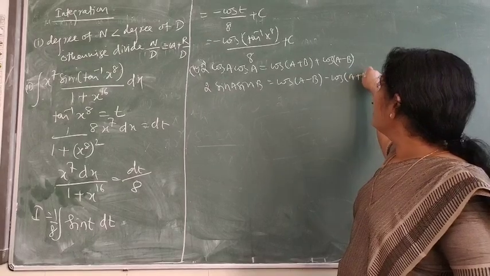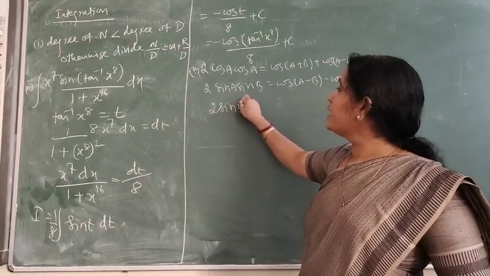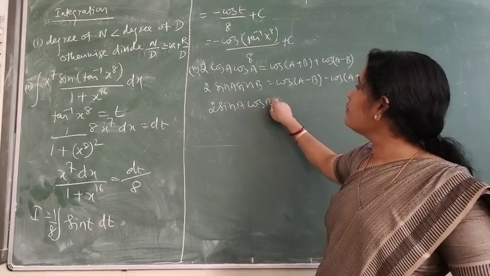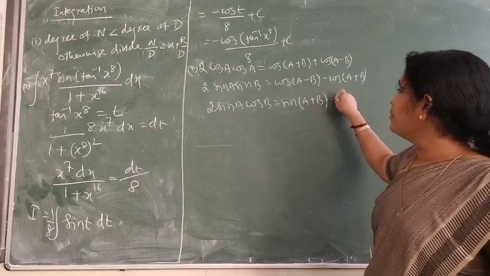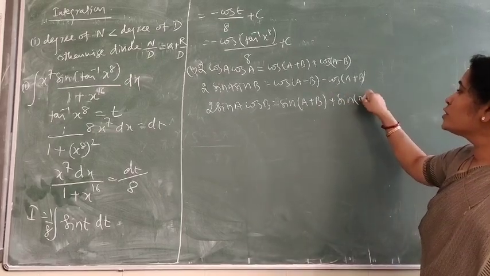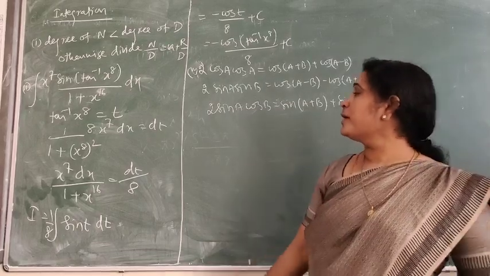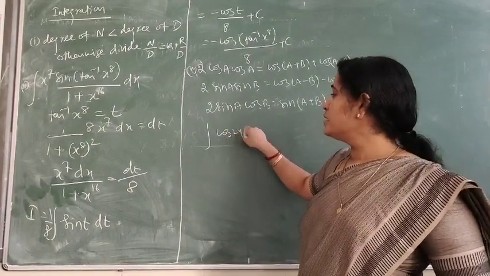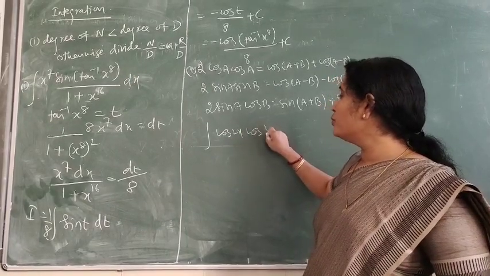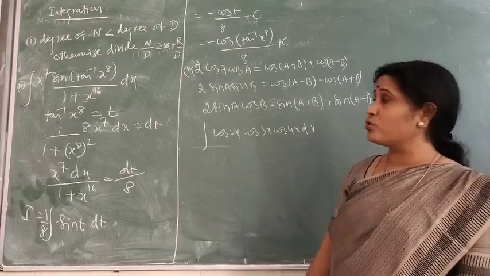This is also a formula we can use: 2 sin A cos B is equal to sin(A plus B) plus sin(A minus B). This is one of the most important ones. And now let me give you one question example. For example, the question comes to integrate cos 2x. Just let me brief, I'm not going to do everything, that will take a lot of time. Already I have done all these questions.